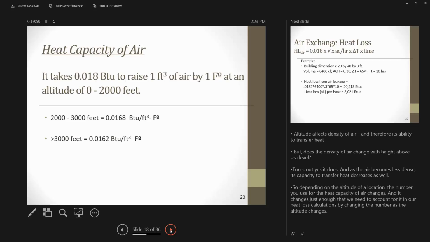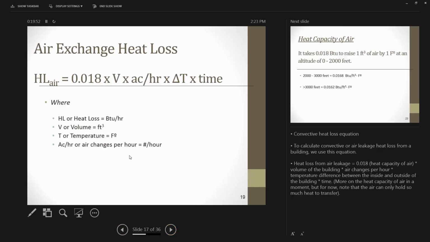The other thing in that convective heat loss formula here is the 0.018, the heat capacity of air. I think you guys covered a little bit of that in the first couple weeks with Brad, but basically it's the amount of energy it takes to raise a cubic foot of air 1 degree Fahrenheit.